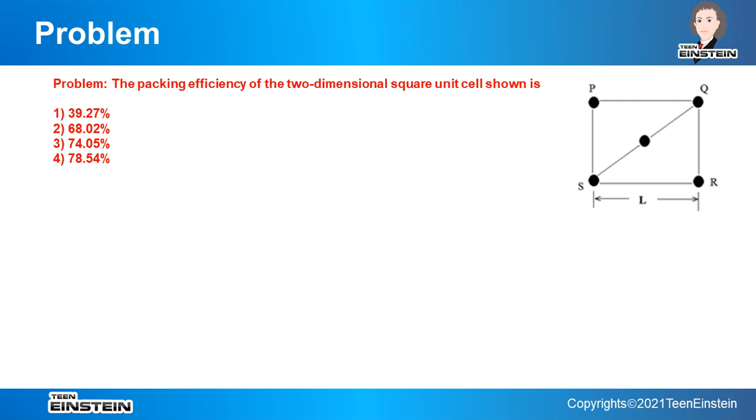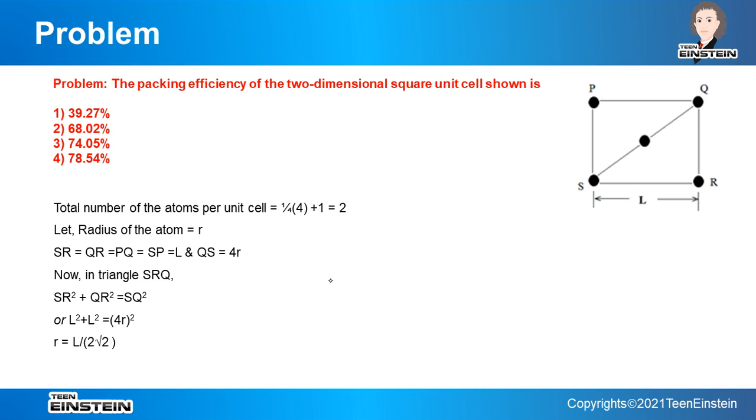Now there is a question related to packing efficiency. Here it asks for the packing efficiency of a two-dimensional square unit cell. Now see, this is not a cube, it is not three-dimensional, it is two-dimensional. We have 4 different options for packing efficiency, and the picture is given with the question. First of all, we will find out the total number of atoms per unit cell.